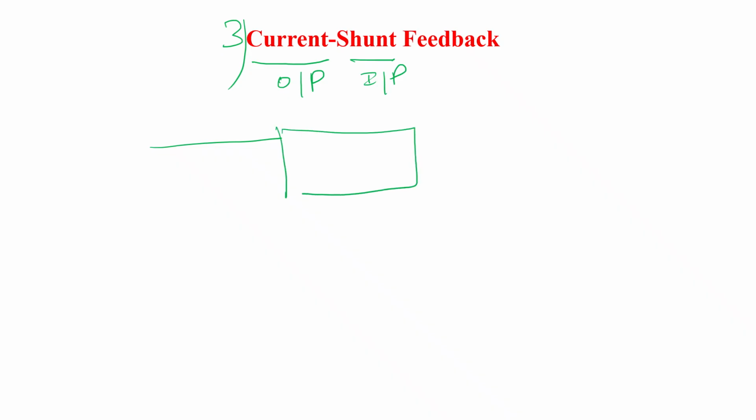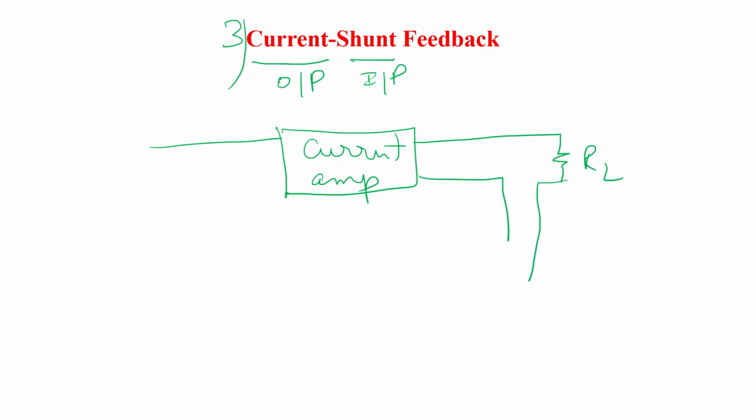So next we will move on to the third type of feedback, current shunt feedback. The current output should be a series connection and the input should be a shunt connection. So we need to make up the block diagram in such a way that this is a current amplifier, with the output in series. So a load resistor is connected in series to the feedback.